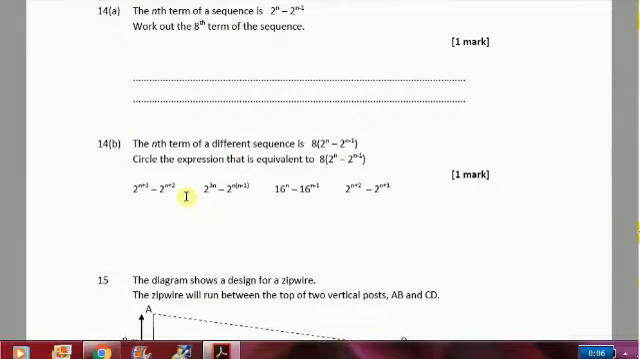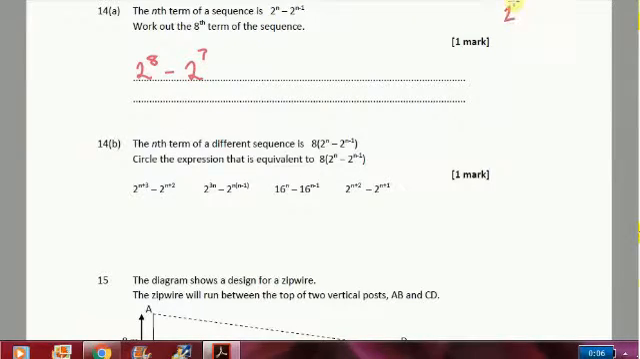Number 14, part A. The nth term of a sequence is 2 to the n minus 2 to the n minus 1. Work out the 8th term of the sequence. You just substitute 8 for n: 2 to the power 8 minus 2 to the power 7. And we just work out what they are.